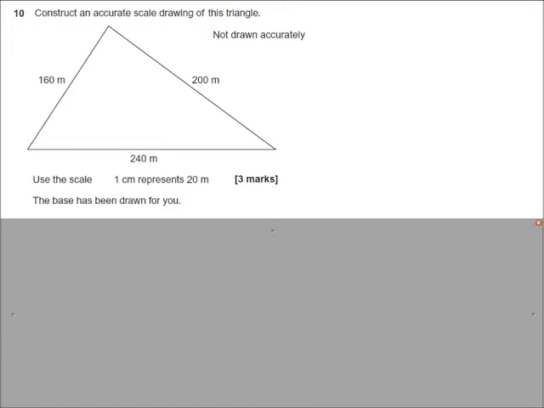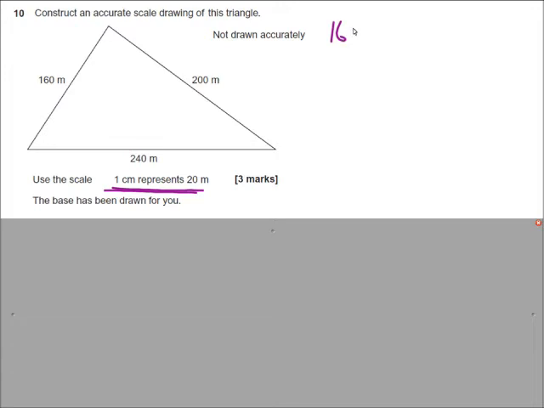Question 10 is a construction question where they've given you a triangle and the measurements are in meters. It's asking us to use a scale of 1 centimetre, which represents 20 meters, and we need to draw a scale drawing where the base has been drawn for us. Before I reveal how we're going to do the drawing, let's look at each of the measures on our triangle and convert them using our scale factor.